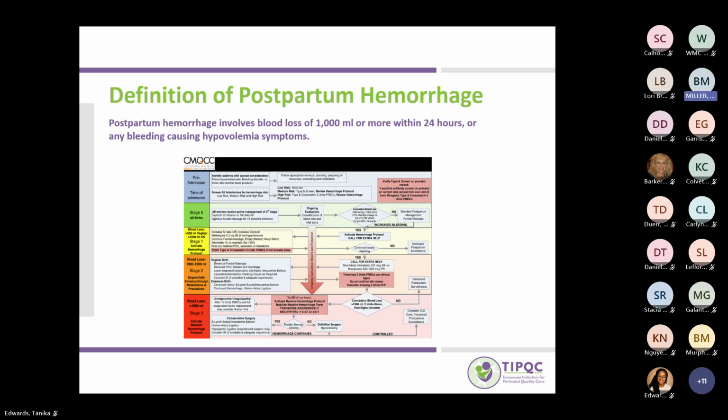The definition of postpartum hemorrhage. Postpartum hemorrhage involves blood loss of 1,000 milliliters or more within 24 hours, or any bleeding causing hypovolemia symptoms. And if you want to use the CMQCC algorithm when it comes to blood loss, it's a really great one. And it helps pre-admission, then their stages and things like that. That should hopefully be in your EMR.